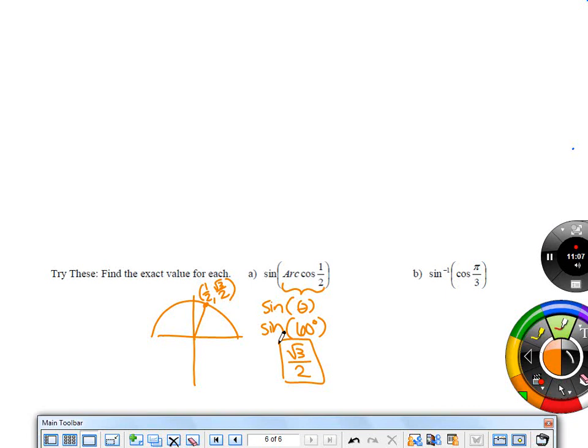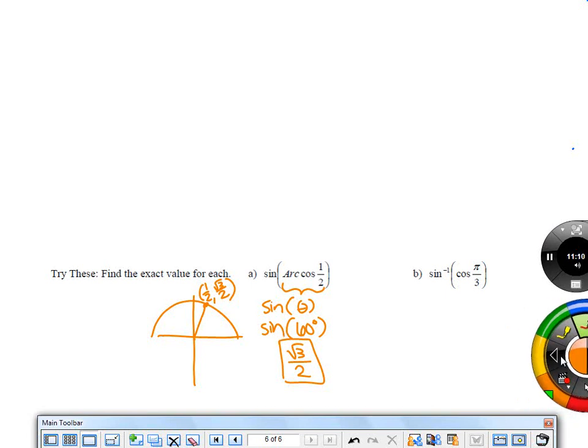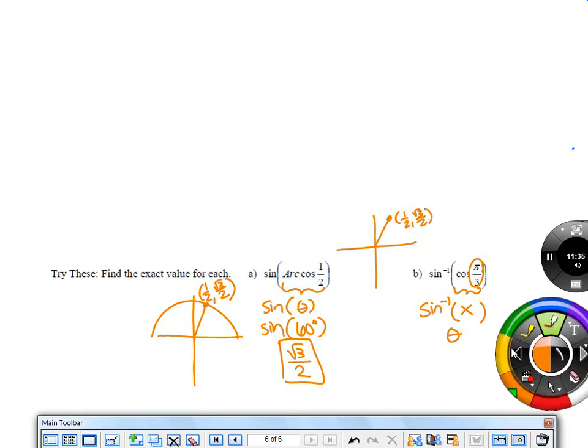Now, part B here is a little bit different. This is giving me the angle, and I'm supposed to find the cosine. And then once I've found the cosine, which is like the x-coordinate at that spot, I have to take the inverse sine and find an angle of that. So just kind of, my answer here should be an angle. So think about where pi over 3 is. Pi over 3 is the same as 60. At 60, my coordinates are 1/2, rad 3 over 2. Okay, so the cosine of pi over 3 is 1/2.